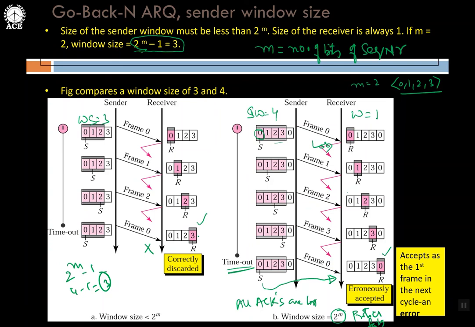That's why please remember, in the Go-Back-N ARQ protocol, the maximum window size with respect to sequence numbers will be 2 power m minus 1. This is the maximum with respect to sequence numbers. And finally, as per my presentation, it is the minimum of either this value or the pipelining window size. So that is Go-Back-N. In the next video we will take up selective repeat.